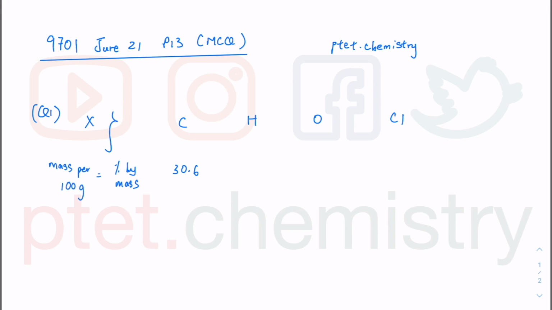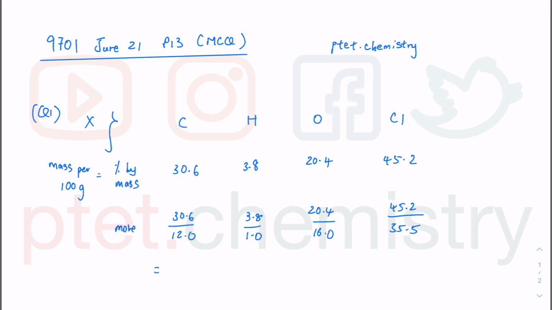So if you have 100 gram of the substance of X, then that means 30.6 grams is going to be carbon, and 3.8% for the hydrogen, 20.4 and 45.2. If these are the masses, then you can work out the mole. So going straight to your periodic table, mass over the relative atomic mass from the periodic table, that will give you the mole. And then just press it onto your calculator to work out the mole.